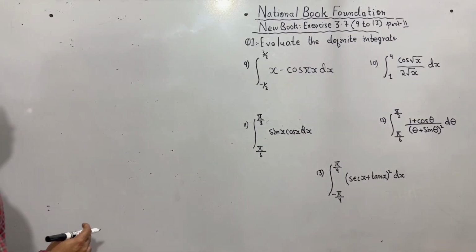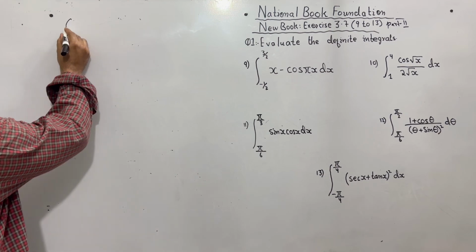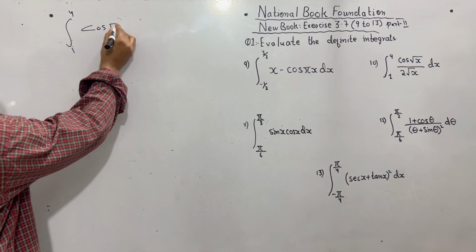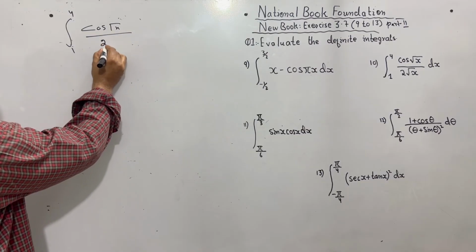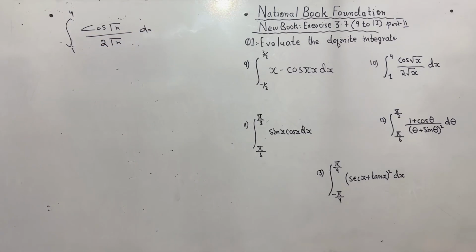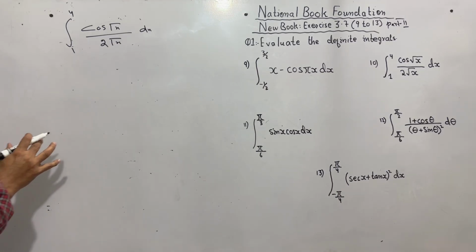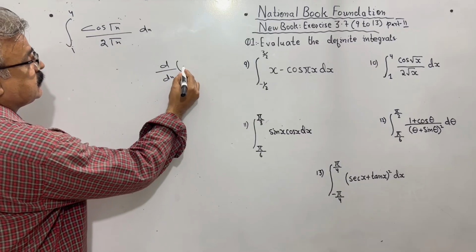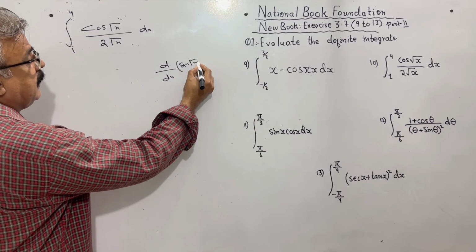Okay. Question number 10. Our limits run from 1 to 4, cos root x divided by 2 times root x dx. It is simple integration. And let me invite you to differentiate sine of root x.